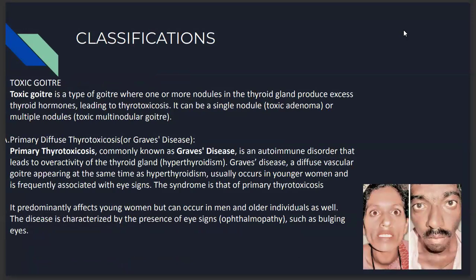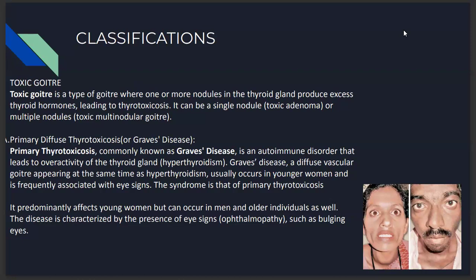Toxic goiter, this is another classification. It is a type of goiter where one or more nodules in the thyroid gland produce excess thyroid hormones, leading to thyroid toxicosis. It can be a single nodule, as per a toxic adenoma, or multiple nodules, toxic multinodular goiter. Under this toxic goiter, we have the primary diffuse thyrotoxicosis, also known as Graves' disease. It is an autoimmune disorder that leads to overactivity of the thyroid gland, hyperthyroidism. Graves' disease, a diffuse vascular goiter, appears at the same time as hyperthyroidism.